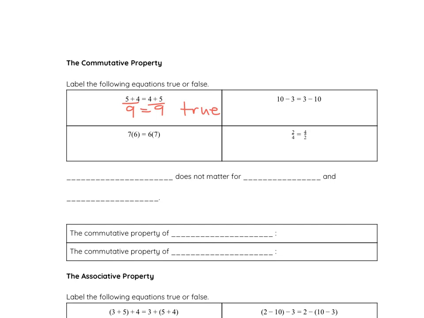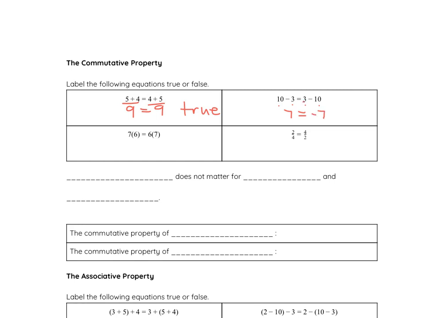The next one, 10 minus 3 equals 3 minus 10. Again, they're the same numbers, same operation. Both of these are subtraction, but the order is different. This one's 10 minus 3. This one's 3 minus 10. 10 minus 3 is 7. 3 minus 10 is negative 7.